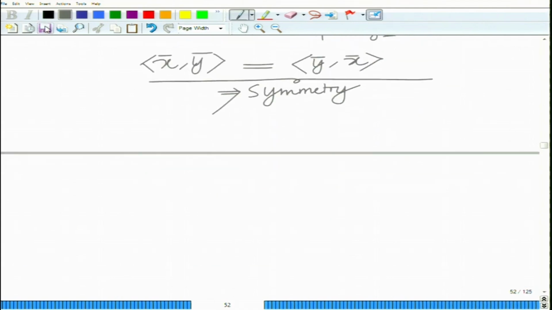And finally, now coming to the positive semi definite property.